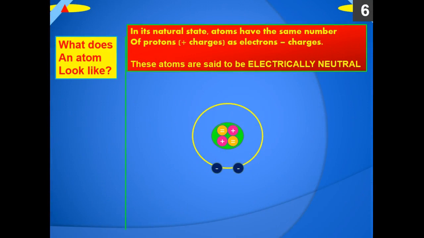Okay, in its natural state, atoms have the same number of protons, positive charges, as electrons, negative charges. These atoms are said to be electrically neutral, so be familiar with that term. Electrically neutral means it doesn't have a net positive or net negative charge, same number of positives, same number of negatives. It's going to be electrically neutral.